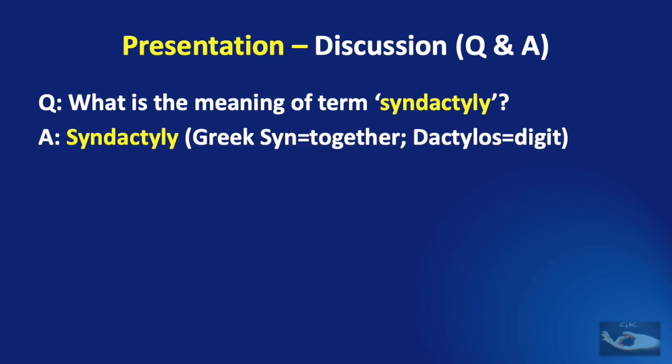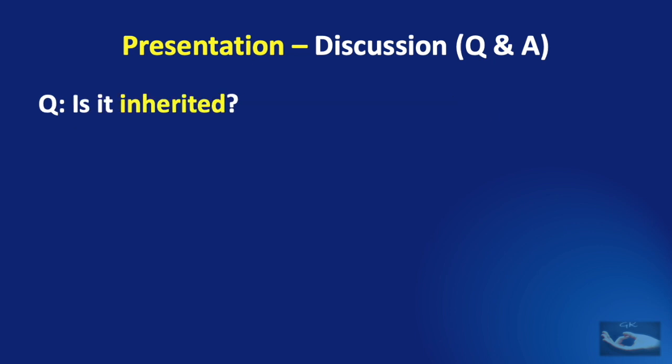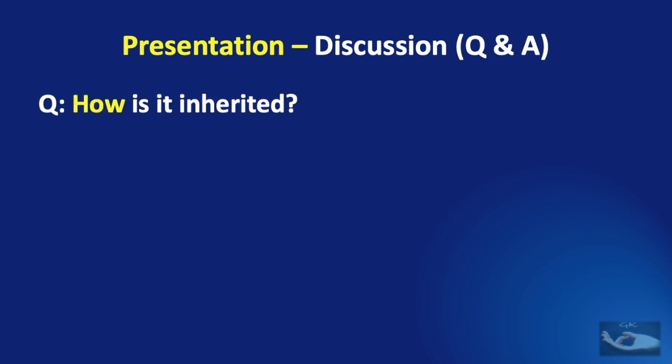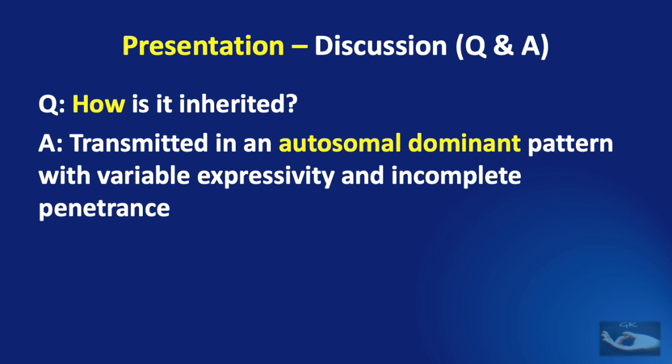Syndactyly is a word derived from Greek, where syn means together and dactylos refers to digit, which could be finger or toe. Is it genetically inherited? Yes, 30% of congenital syndactyly is inherited. And how is it inherited? It is transmitted in an autosomal dominant pattern with variable expressivity and incomplete penetrance.